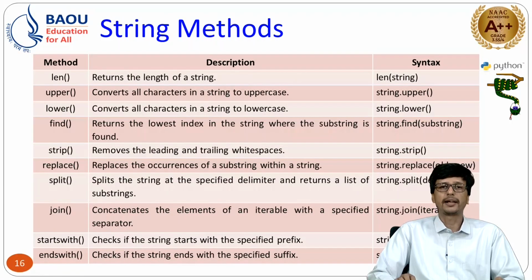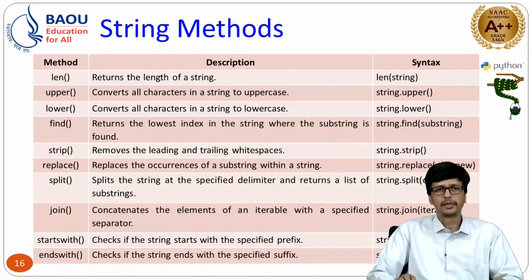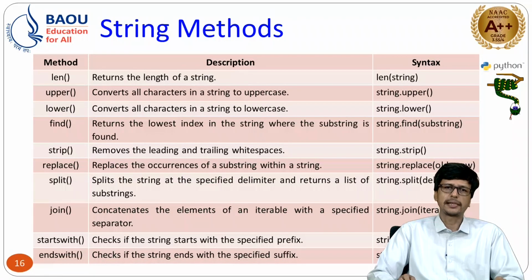First method, that is the len method. Suppose you want to find the size of a particular string, the total number of characters. In that case you use the len method. Then upper: suppose you want to convert your string into uppercase letters, then you use upper. Vice versa, if you want lowercase, you can use the lower function. Then find: if you want to find some group of characters, or the substring, in that case you use find.